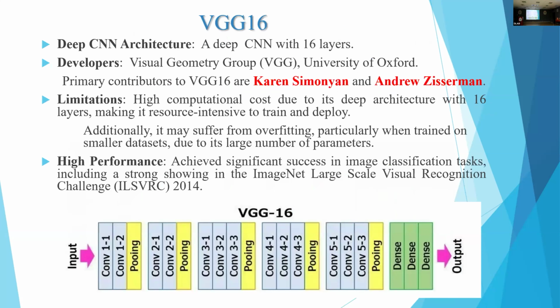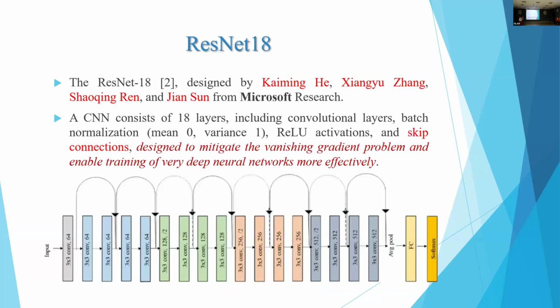Then came into the picture in 2016 the Visual Geometry Group, University of Oxford. They proposed this network, VGG. Limitation is high computational cost due to its deep architecture, 16 layers. Deep architecture with 16 layers, but high performance. This 16 worked very well.